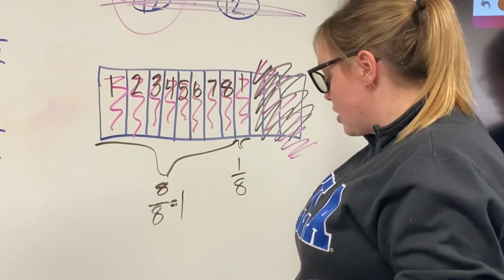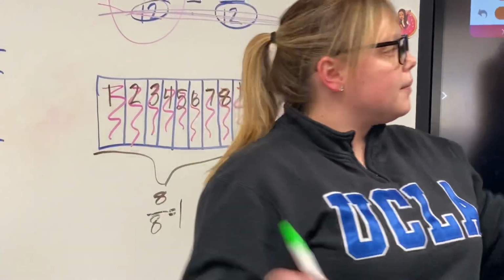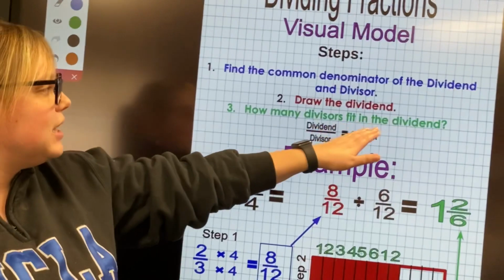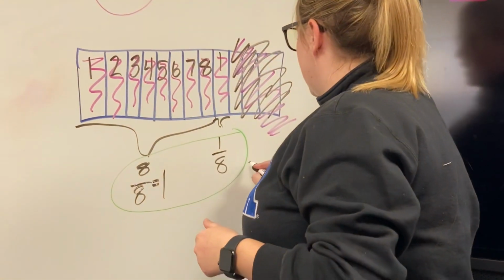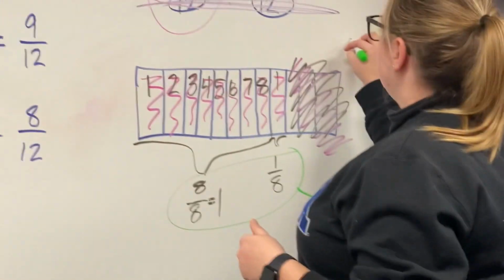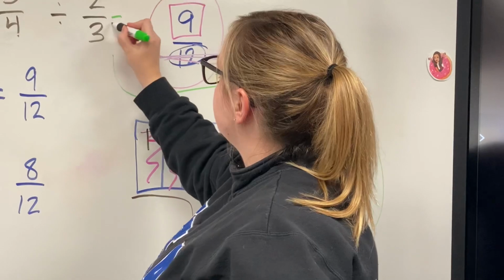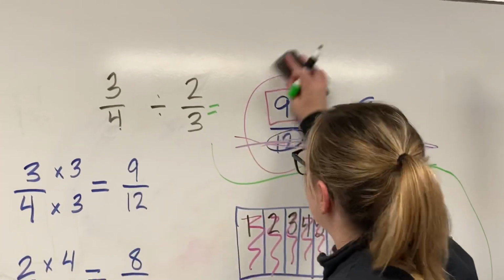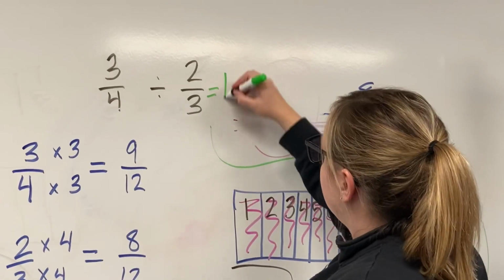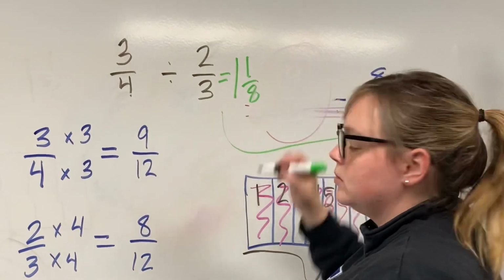So now I'm going to take my green and I'm going to find how many divisors fit in the dividend, right? Taking my green, going to bring it up top. It's going to be 1 right here equals, erase some of this, 1 and 1/8.